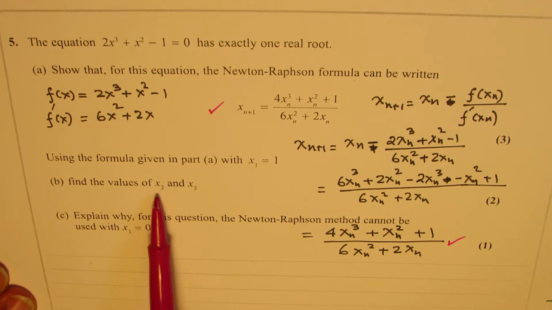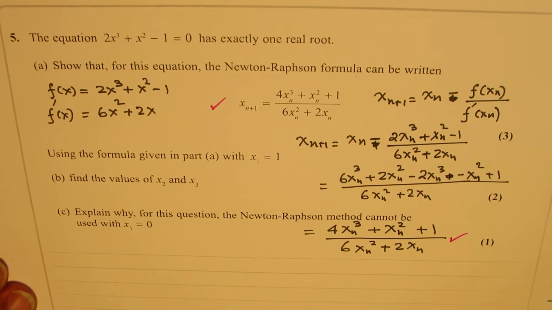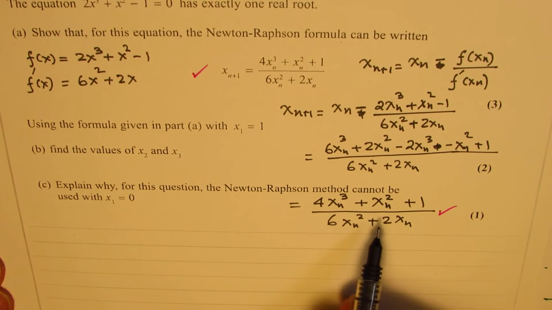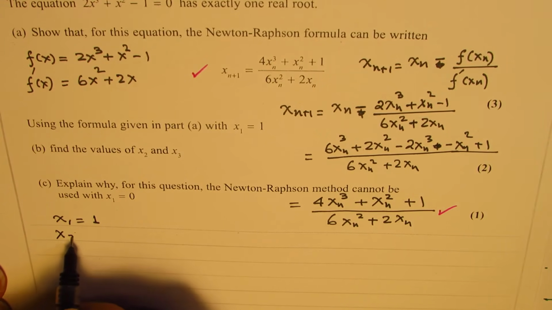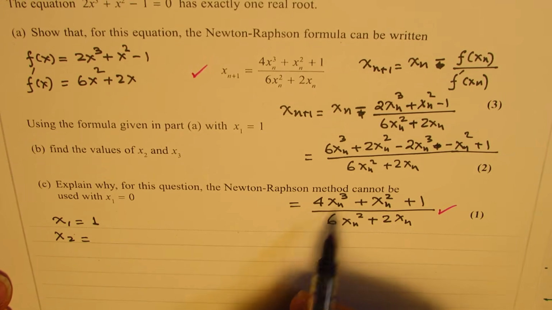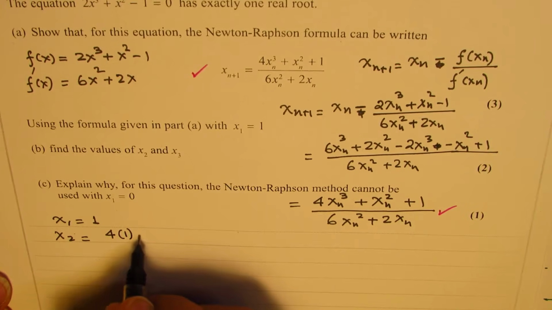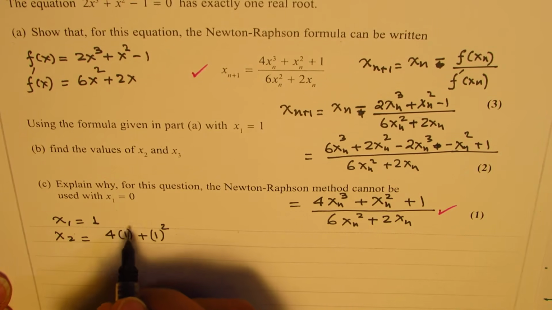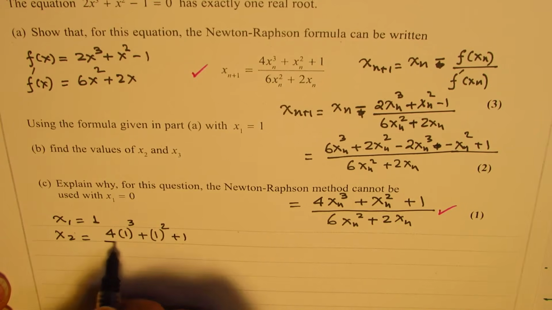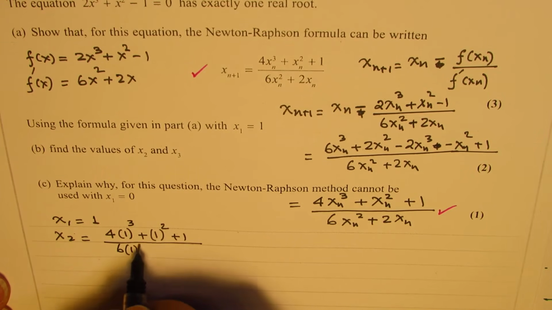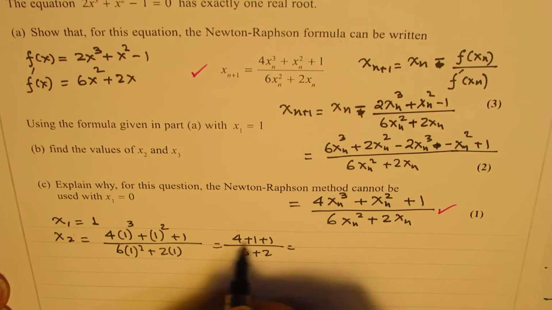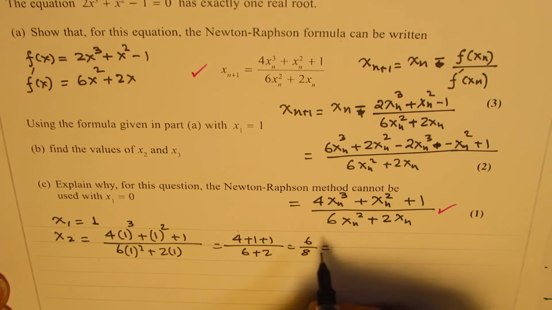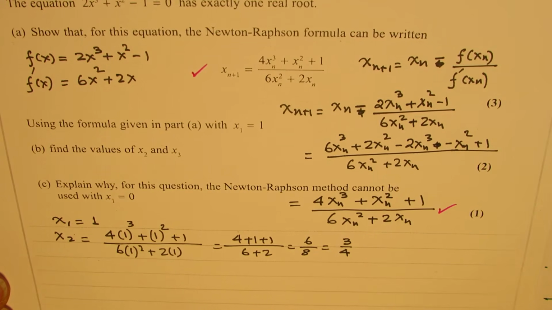Right? Now, using the formula given in part A, which is this formula, with x1 equals to 1, find the value of x2 and x3. So let's do that. That's the formula which we are going to use. We say x1 is given to us as 1. So x2 is going to be, we'll place 1 here. So we get 4 times 1 plus 1 square, this is cube, plus 1 divided by 6 times 1 square plus 2 times 1, which is 4 plus 1 over 6 plus 2, that is 6 over 8, or 3 over 4, correct?